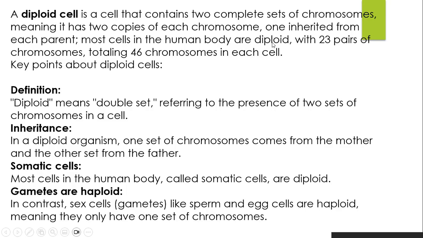Most cells in the human body are diploid, with 23 pairs of chromosomes, totaling 46 chromosomes in each cell, right? So diploid means double set, referring to the presence of two sets of chromosomes in a cell. In a diploid organism, one set of chromosomes comes from the mother and the other set comes from the father. Most cells in the human body, called somatic cells, are diploid. In contrast, sex cells, gametes like sperm and egg, are haploid, meaning they only have one set of chromosomes. So a haploid cell has one set of chromosomes, and a diploid cell has a double set of chromosomes. Remember, it's not double chromosomes, it is a double set of chromosomes, okay?